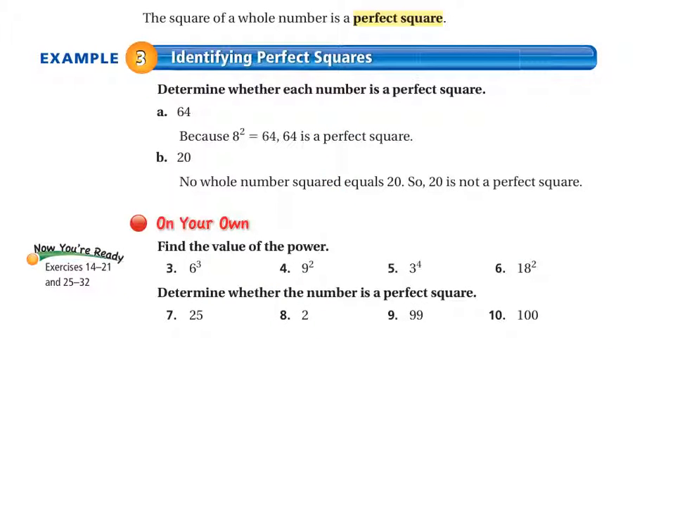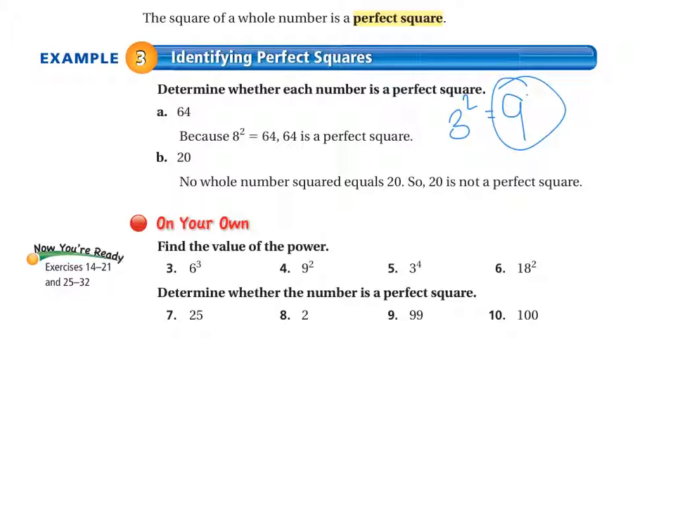Example 3 is one that should be pretty simple in here, especially if you take advantage of those multiplication tables that we have. Most times when we talk about perfect squares, we won't go past 400, so we'll get up to 20 times 20, but past that we won't really go very far. So the square of a whole number is a perfect square, which means if I take any whole number such as 3 and I square it, the square of 3 is 9, so 9 is a perfect square.